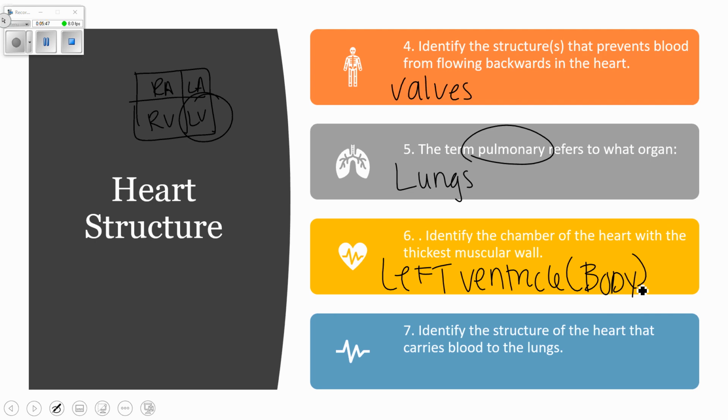The one that's going to do it to the lungs is going to be the pulmonary artery. Remember, arteries are going to go and transport blood away from the heart. Also remember that this is one of those exceptions, so therefore usually arteries have oxygenated blood, but in this case it has deoxygenated blood.